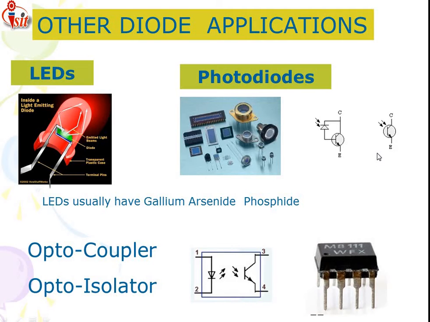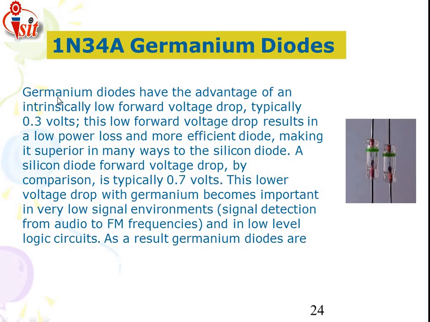Then next is the other diode application. In that other diode application, we are connecting LEDs and photodiodes. LEDs usually have gallium arsenide phosphide, just shown over here. Here an optocoupler and opto-isolator are present over here. The optocoupler and opto-isolator will generate the output over here. Then the 1N34A germanium diode is also given by using this picture.